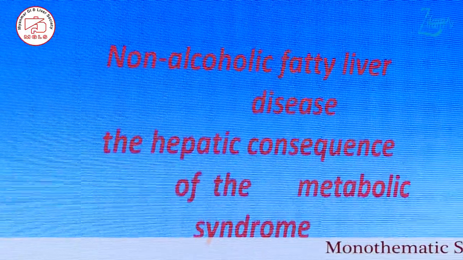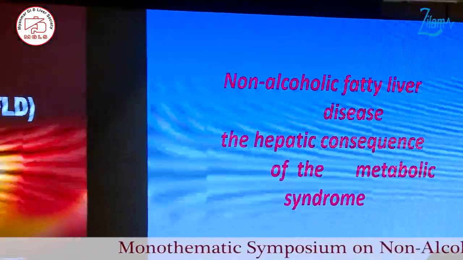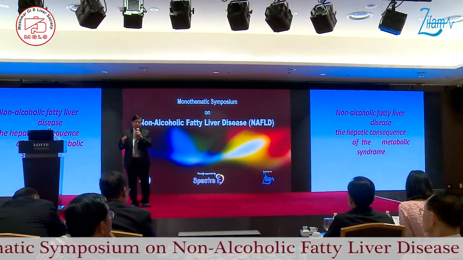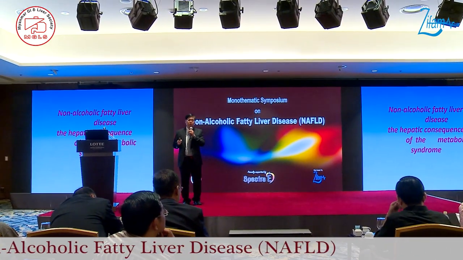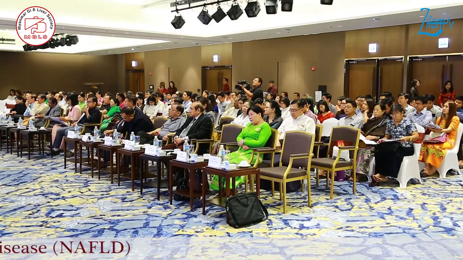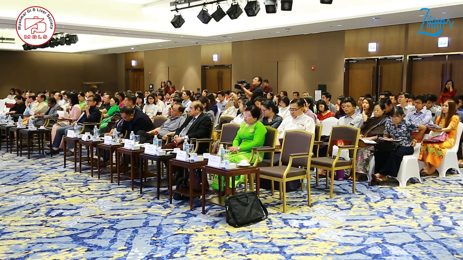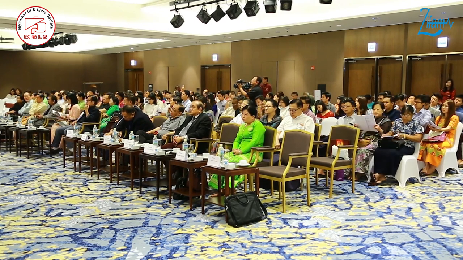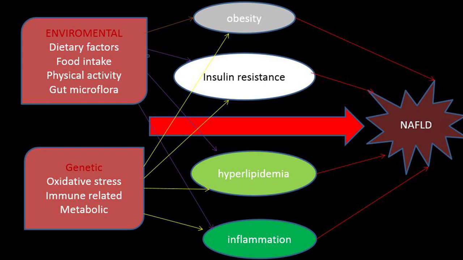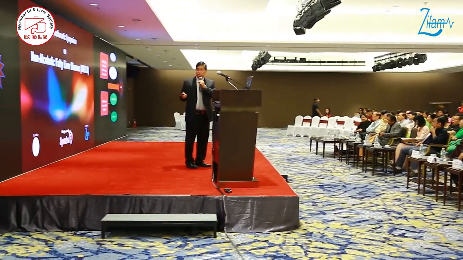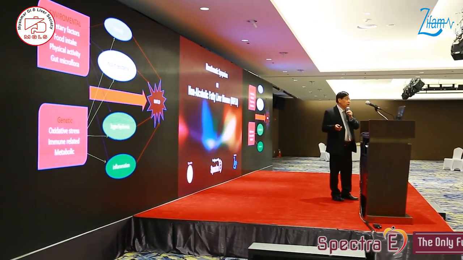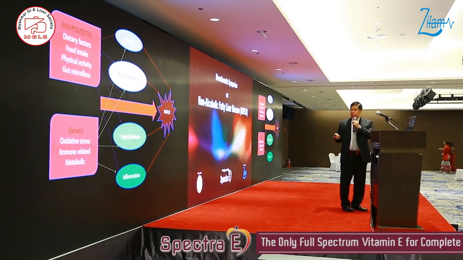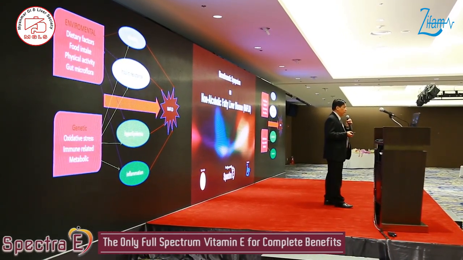Non-alcoholic fatty liver disease is the hepatic consequence of the metabolic syndrome. So you have a metabolic syndrome, this is the basis, and then NAFLD is one of the hepatic presentations of our general abnormal process. You have some environmental and genetic derangements, like dietary factors, food intake, low physical activity, and some evidence of gut microflora. And then you have underlying genetic consequences like oxidative stress and immune-related metabolic derangement that can cause obesity, insulin resistance, hyperlipidemia, inflammation, and finally lead to NAFLD and NASH.